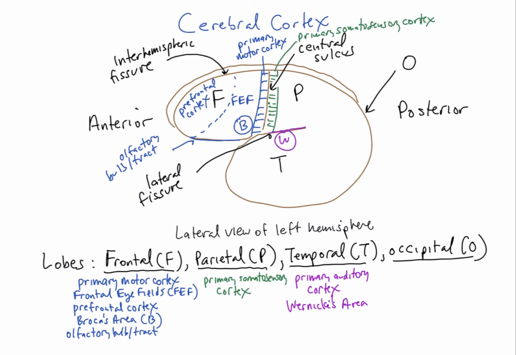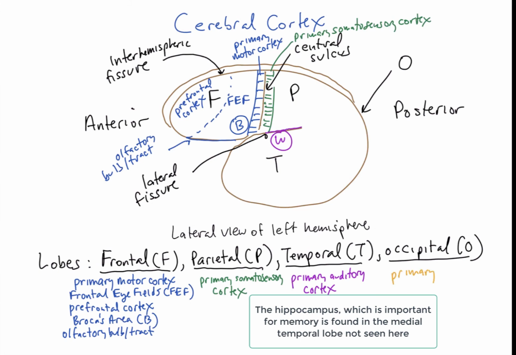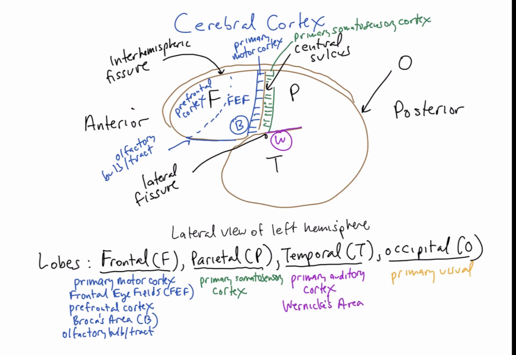Notice that we don't have the hippocampus shown, which is extremely important for memory. That's in the medial temporal lobe on both sides. Finally, we have the primary visual cortex. That's the important part of the occipital lobe, where your vision information comes in from your eyes.